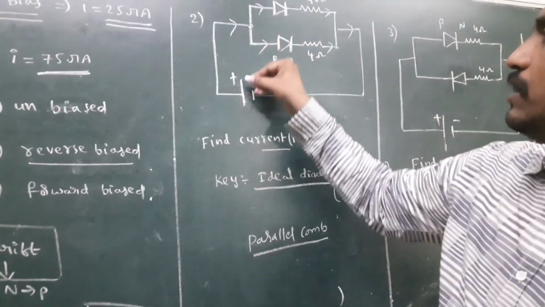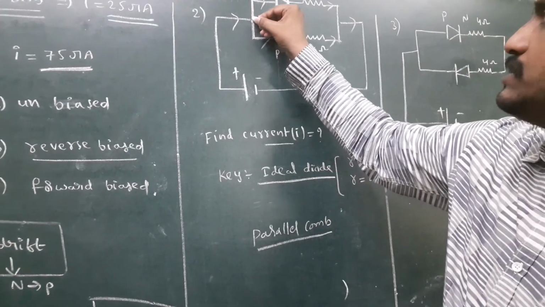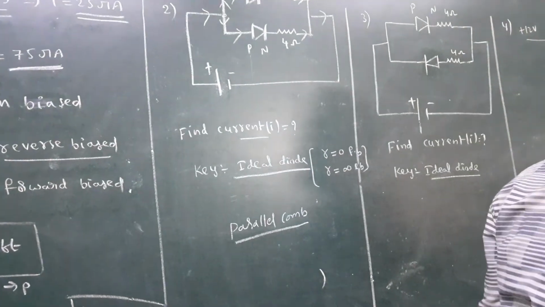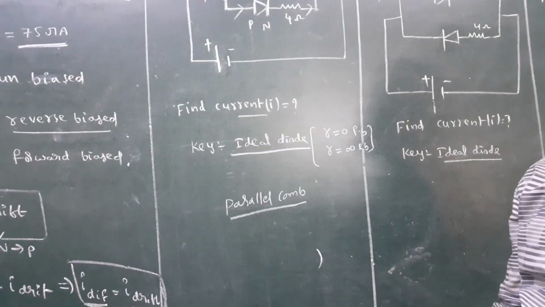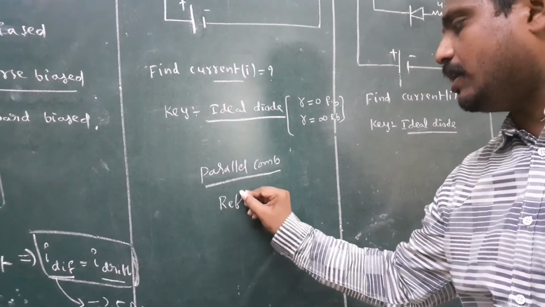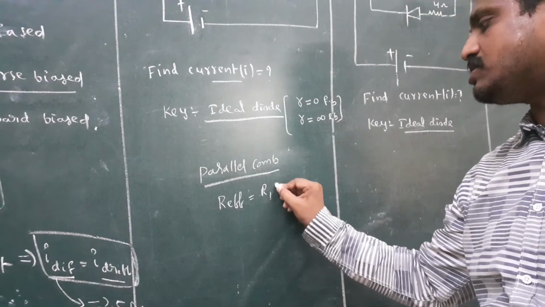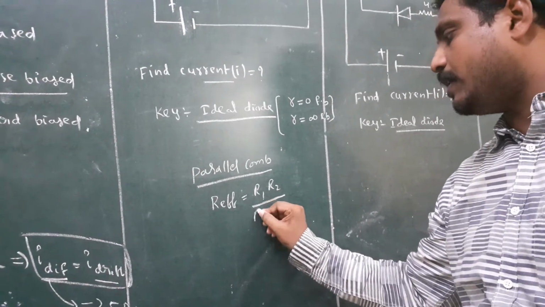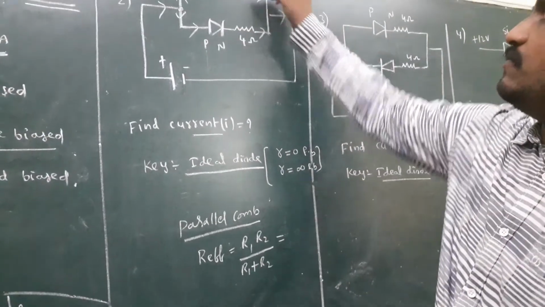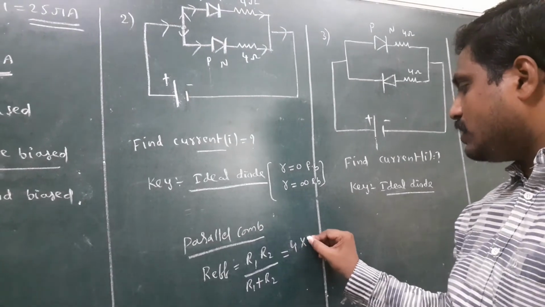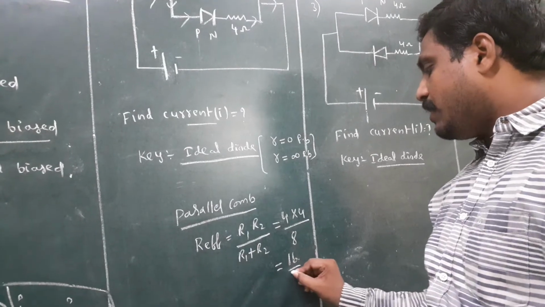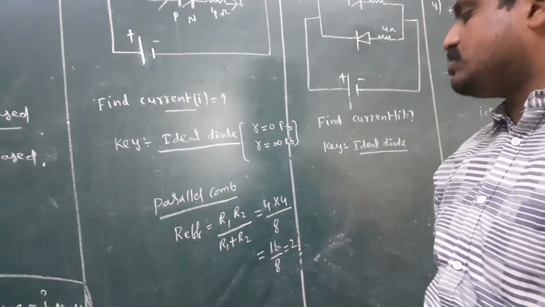At this point the current divides into the two resistances. The combination is called parallel combination. What is the formula for effective resistance? R1 R2 by R1 plus R2. According to the diagram, R1 is 4 ohms and R2 is also 4 ohms. 4 plus 4 is 8, 4 into 4 is 16, 16 by 8. The effective resistance is 2 ohms.